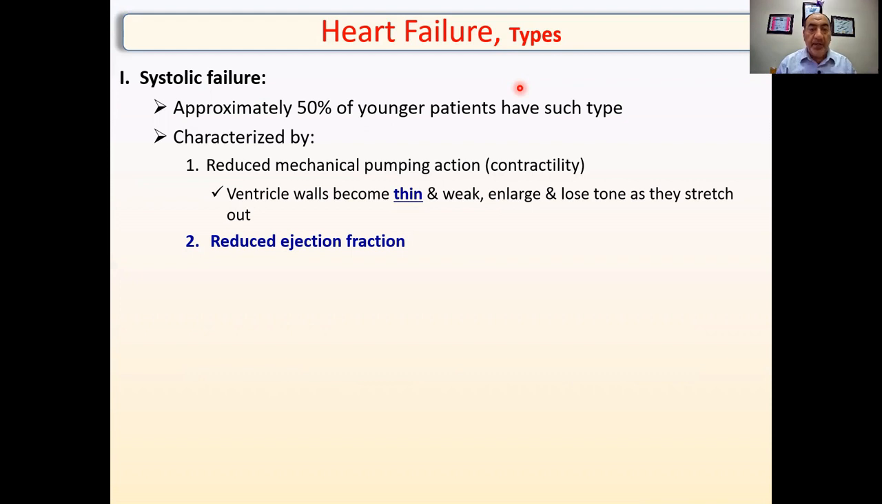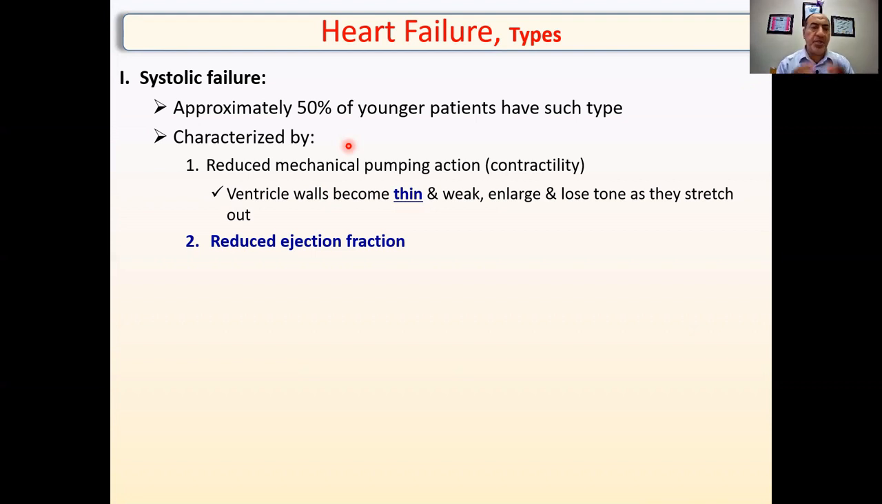About 50% of younger patients have this type, so it appears more in young age. It's characterized by reduced mechanical pumping action, reduced contractility. Please focus, because there is a big difference between the diastolic and systolic failure. The ventricular walls become thin, weak, and they enlarge, they get bigger, in loose tone as they stretch out. And it's associated with reduced ejection fraction.